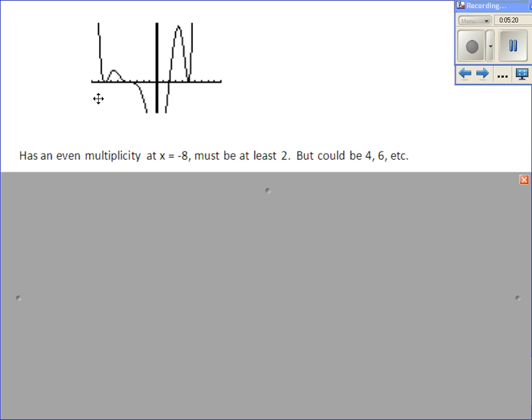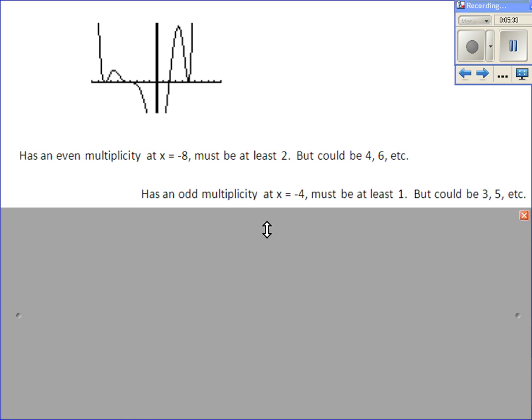So at x equal -8, the degree has to be at least 2 because it's got an even multiplicity because it's bouncing off. But it could be 4, 6, 8, 22, 118, etc. At x equal -4, the graph's passing through, so it's got an odd multiplicity, so it's got to be at least 1, but it could be 3, 5, 13, 87, etc.